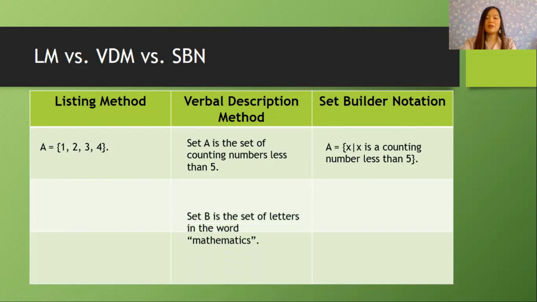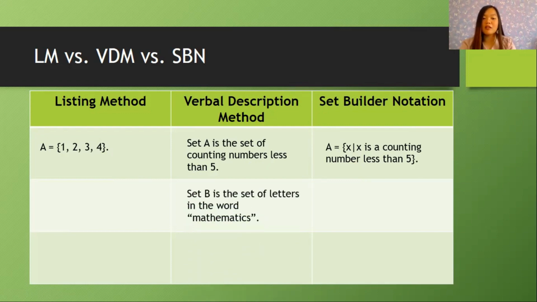Okay, let's have another example. Set B is the set of letters in the word mathematics. So, we are going to list them. By listing them, we have B equals M, A, T, H, E, I, C, S. So, you notice that M, A, and T are repeated in mathematics. Take note that elements should be written only once.